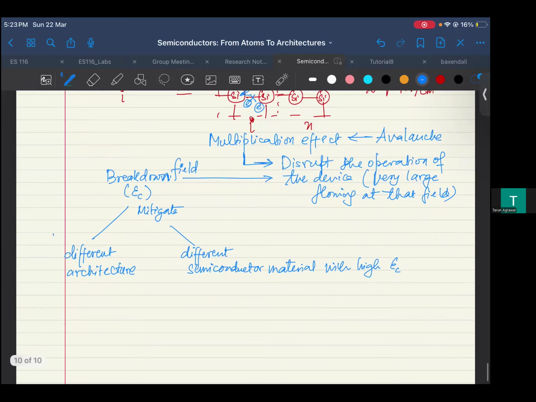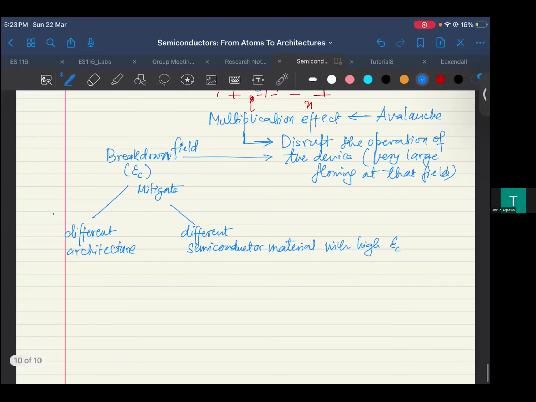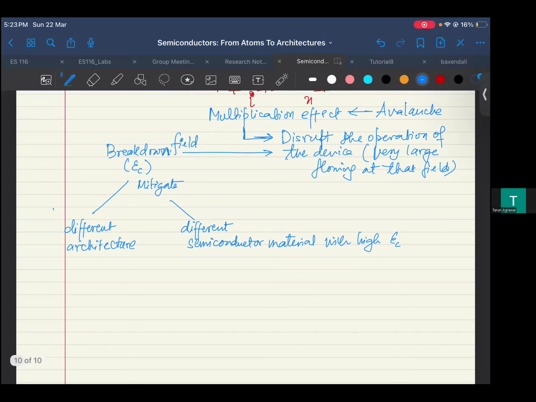The other thing is the architecture, and that opens a field in itself where we can talk about different kinds of power semiconductor devices, right? What different devices are there, you can have a look. For now, I can just give some terminology, but we will talk about them in different videos. For materials, one can consider silicon carbide, gallium nitride, right? These are materials with higher EC.